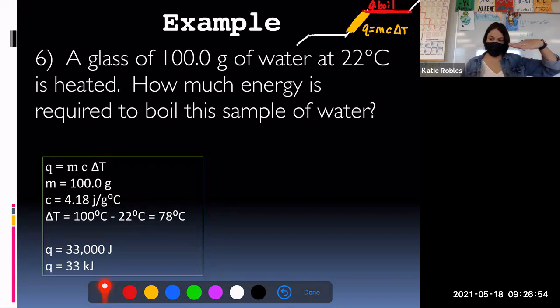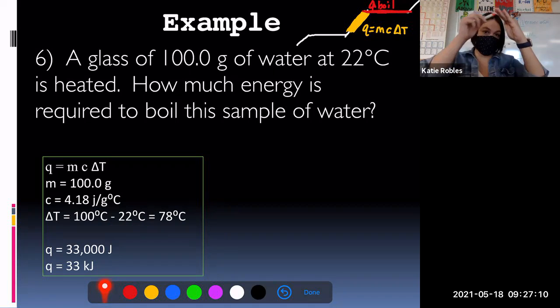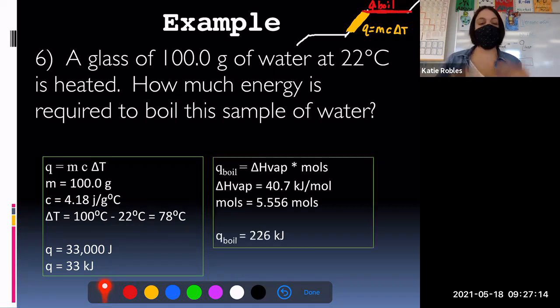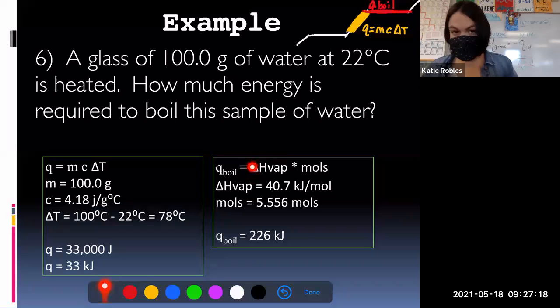So to heat the water, it's going to require 33,000 joules. But I'm going to go ahead and convert that to kilojoules because the other part of my problem is in kilojoules. So I did that right away. So now I've reached, the water is now 100 degrees Celsius. Well, now I have to boil the water. So in order to boil the water, I move on to Q boil. That's the heat of vaporization times the number of moles of water.